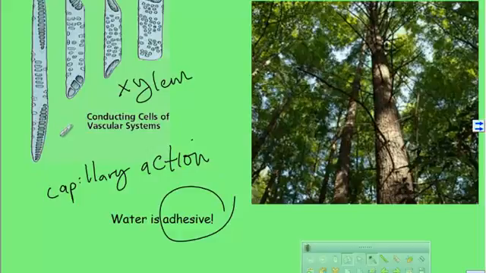Why does water move up a tree? Because the roots are in the ground, and the water goes in the root and it goes up. Well, I'm just really confused.